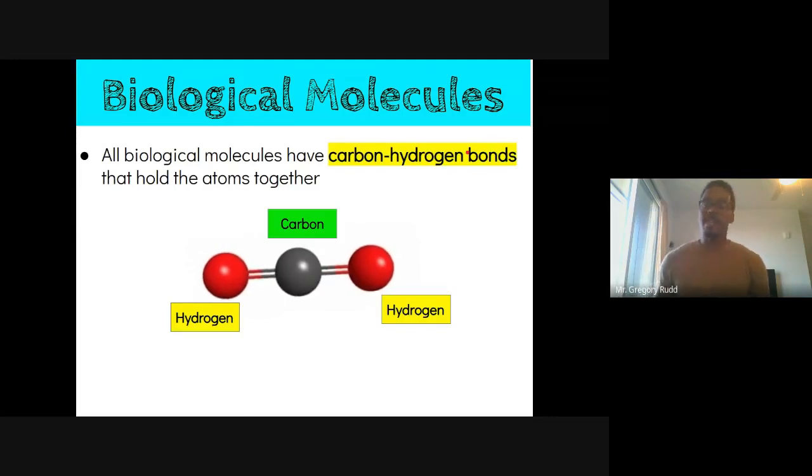There are many, many different types of bonds and many different types of bonds that appear in biological molecules. But for the purposes of this class, we've got to know about carbon-hydrogen bonds. If you're interested in the other types of bonds that exist, take AP Bio, take chemistry, and you'll learn a little bit more.